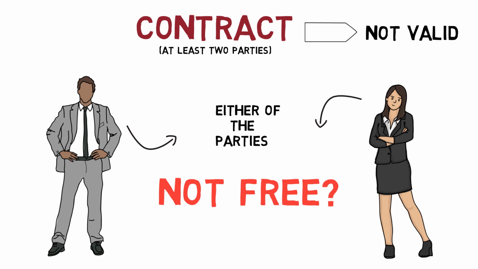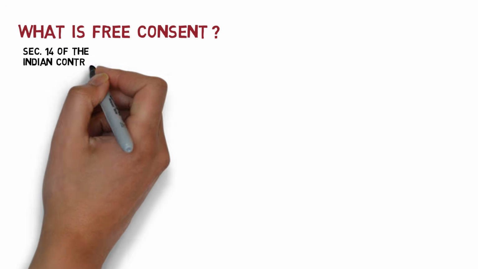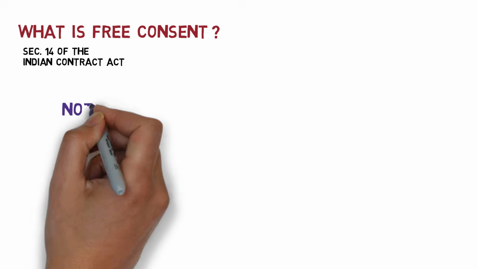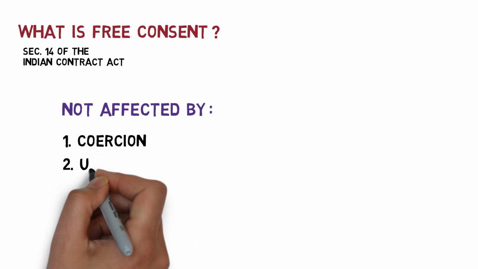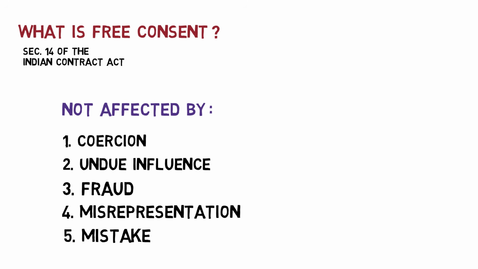We have learned what is a void contract in one of our previous videos. In this video, we will see when will consent be considered free consent. Section 14 of the Indian Contract Act defines the word free consent. According to section 14, consent is free when it is not affected by these 5 things: coercion, undue influence, fraud, misrepresentation, and mistake. In order to understand free consent, we will need to know what these 5 terms mean. Let's discuss these terms one by one.